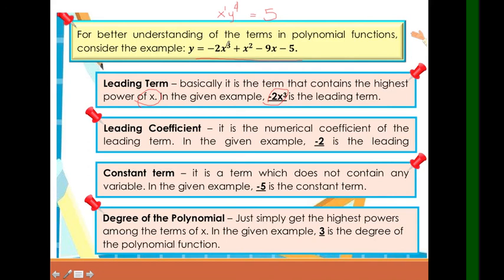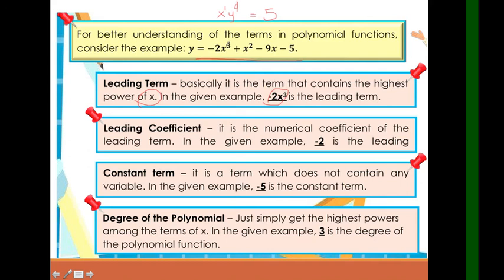For the constant term, it is the only number that we can see, only number without variable, no? It is a term which does not contain any variable. In a given example, negative 5 is the constant term. The degree of a polynomial, just simply get the highest power among the terms of x. I repeat, iba yung degree sa exponent, no? In the given example, 3 is the degree of the polynomial function.